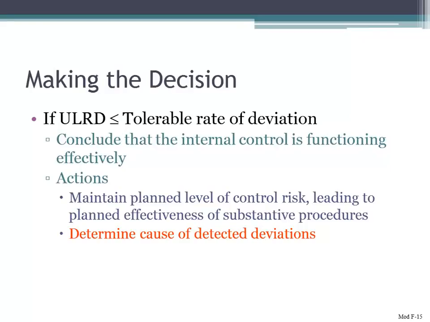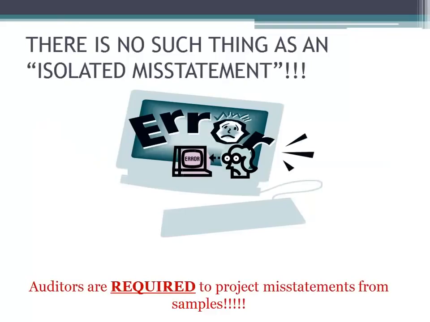Deviations that you found so that they know. Okay, so again, this is just getting to the point and highlighting that you have to generalize back to the entire population. There's no such thing as an isolated misstatement, right? Because by the mere fact of sampling, you're making a decision based on a few items about the entire population.